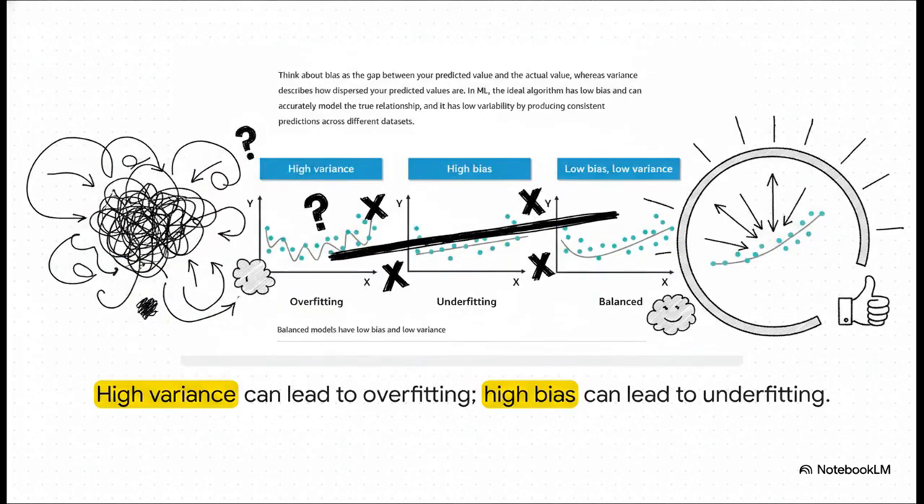Okay, so what does that look like when we're talking about actual data? High variance, on the left, leads to something called overfitting. The model is way too complex and it starts learning the noise in the data, not just the signal. High bias, there in the middle, leads to underfitting. The model is too simple, and it just misses the underlying trend completely. The goal is that sweet spot on the right, a perfectly balanced model.